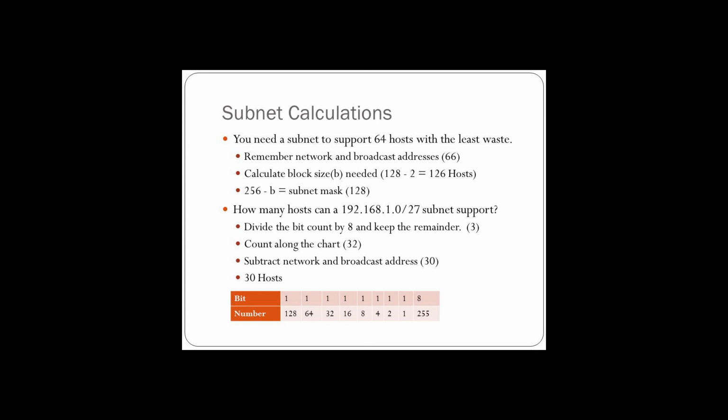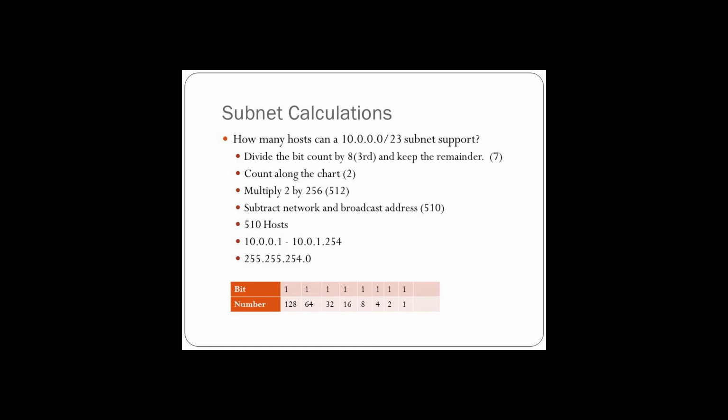And finally, we will have one more subnetting exercise that will show how to subnet for a larger host address size of 254. We are asked how many hosts can a 10.0.0.0/23 subnet support. We will start by dividing by 8 to get our remainder of bits used by the mask. Notice how 8 only goes into 23 2 times.